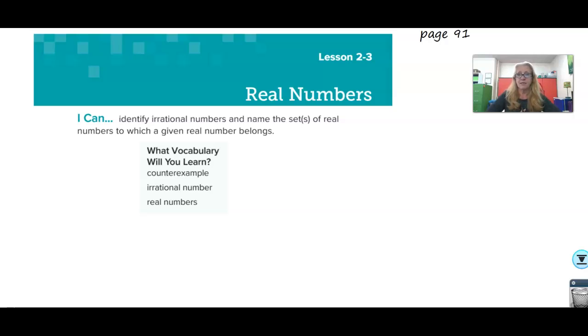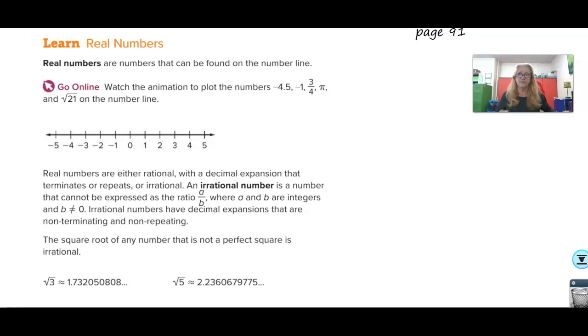Your I can statement is I can identify irrational numbers and name the sets of real numbers to which a given real number belongs. Vocabulary that you will learn: counterexample, irrational number, and real numbers. Are you excited? I'm excited. It's going to be super fun stuff. All right, a break from the calculator anyway.